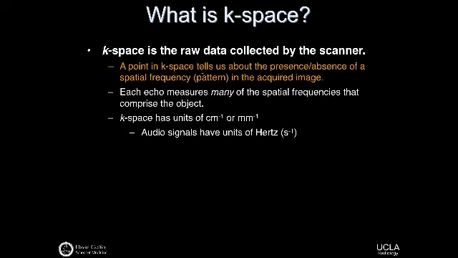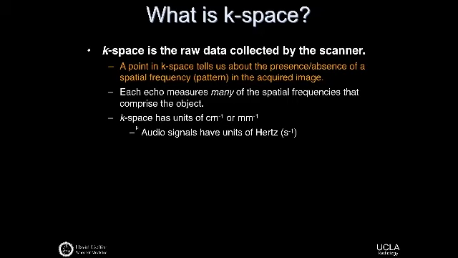And a single point in K-space, right? We have a grid or a matrix of points, and a point in K-space tells us about the presence or absence of a particular spatial frequency, and you can think of that as being basically a pattern that's in the underlying acquired image, or in fact in the underlying object itself, right? The object is what we're trying to form an image of. Each echo measures many of the spatial frequencies, because an echo is a line of K-space. So an echo is getting us many, many points in K-space, and consequently helping us measure many, many spatial frequencies in the underlying object.